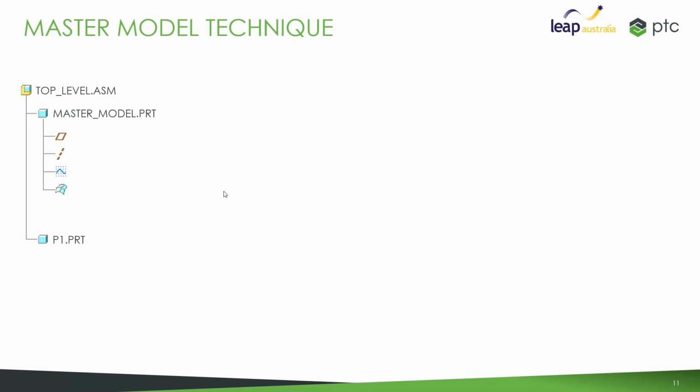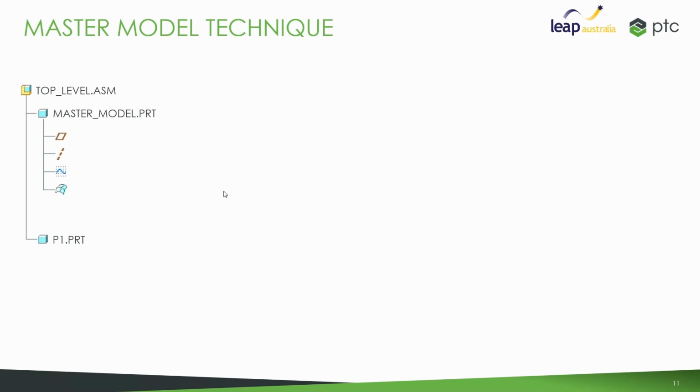Okay, so if we move on then to one technique that can be used, and this technique can be used whether or not you have the advanced assembly license or you don't. Okay, so you can see there a really simple tree where we've got a top level assembly, a master model part, and then another part.